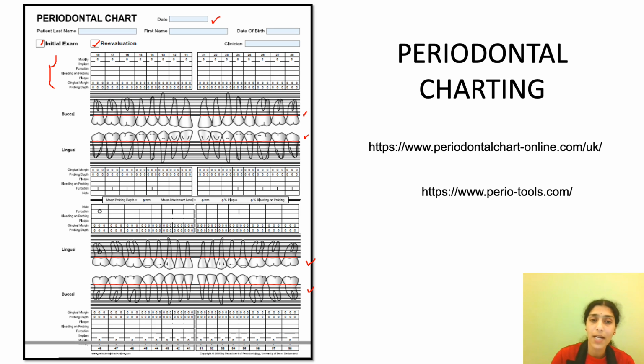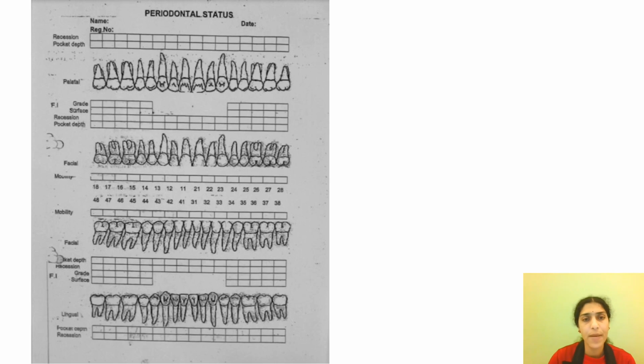In the periodontal charting form we have in our clinic, I will show you in the next slide. This is a simple periodontal charting form for the undergraduate students. In our form we have the upper maxillary palatal surface, then the maxillary facial or buccal surface, then the mandibular buccal surface here, and the mandibular lingual surface here.